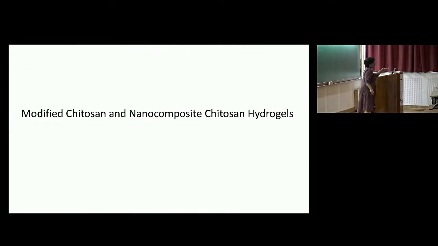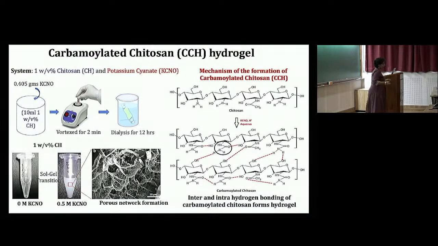In the next few minutes, I'll talk about another polymer, which one of my students worked on for her PhD, and this focused more on modifying the chitosan. This is the parent structure of the chitosan. What we did was we basically manipulated the amine groups here. We simply added the potassium cyanate in the chitosan solution, and we introduced what is called a carbamyl group.